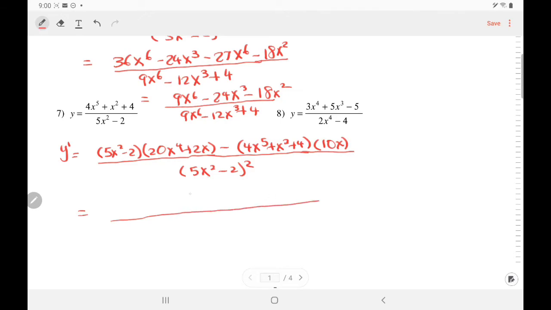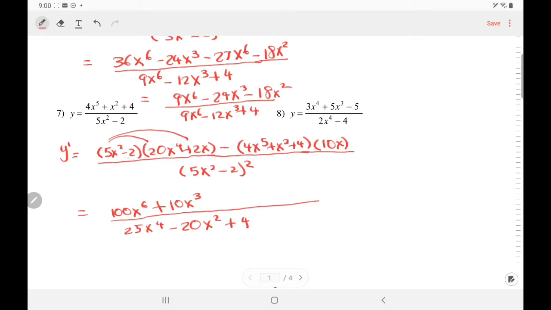I will expand the denominator. So squaring 5x squared is 25x to the 4th. Multiply negative 2 and 5, that's negative 10. Double it, it's negative 20x squared. Square that is plus 4. Now we have to FOIL this. That would be 100x to the 6th and 10x cubed.